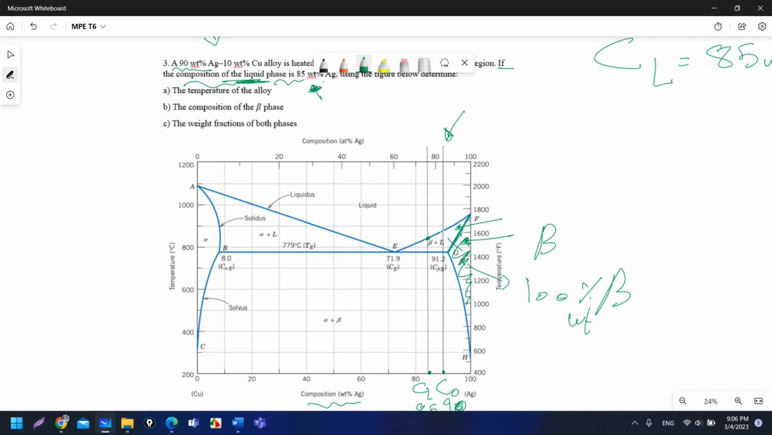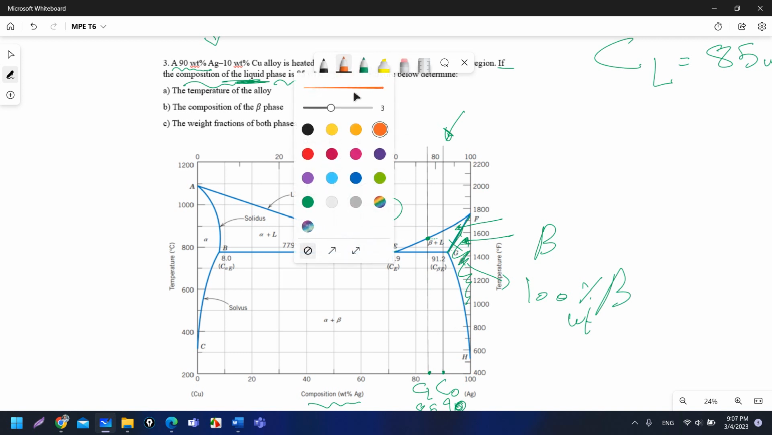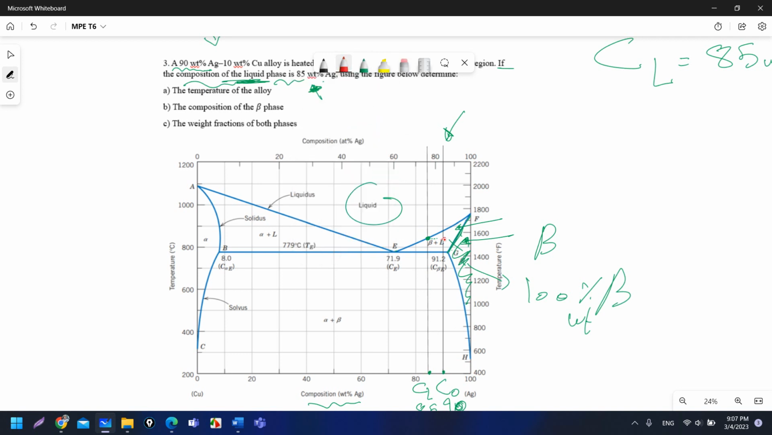This point represents the liquid, because the liquid phase will come from this region. So whenever it says 85% CL, that means I need to take this intersection between the line that represents CL and the blue line. Why? Because what he means by 85 composition liquid is that if I draw a horizontal line until I touch the line of C0, this new point, let's draw it in red, represents the alloy. So the alloy is here.